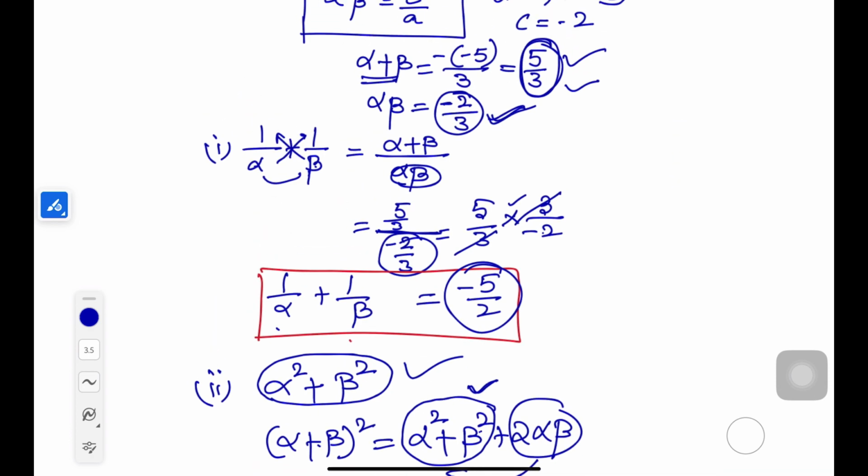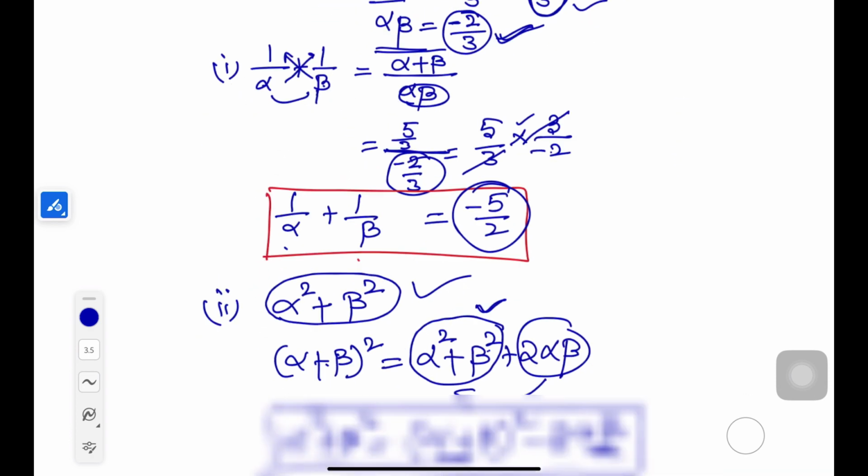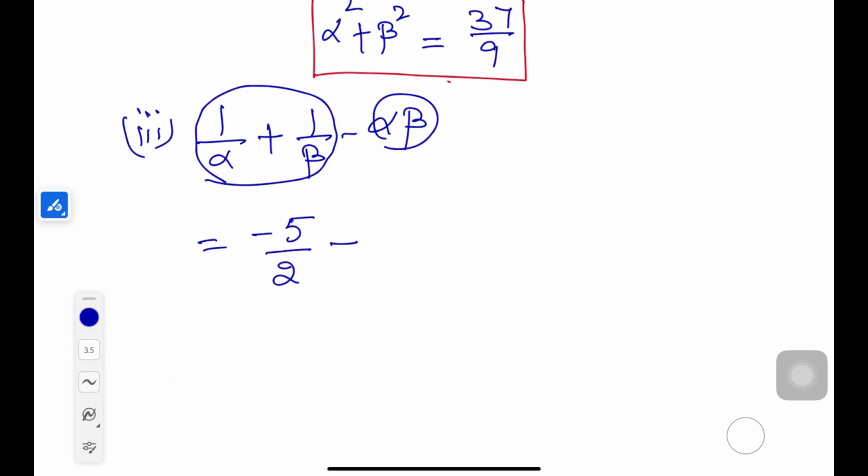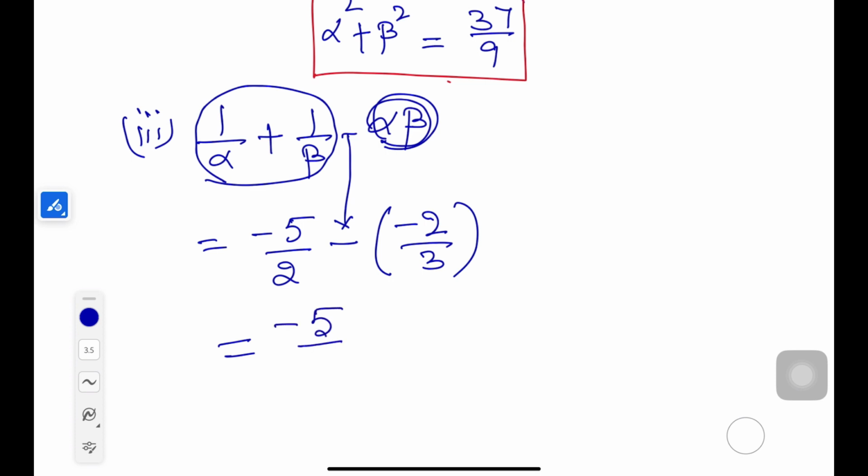Product of zeros we have, right? See here, alpha beta is how much? Minus 2 by 3. Just write here -2/3. So you have to put a bracket because alpha beta value is negative. This negative sign is here, and this alpha beta value is -2/3. Now let us simplify. -5/2, minus into minus is plus 2/3. Now take the LCM of 2 and 3. 6 is the LCM.